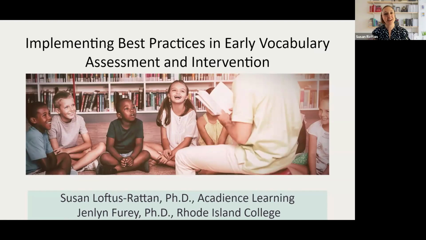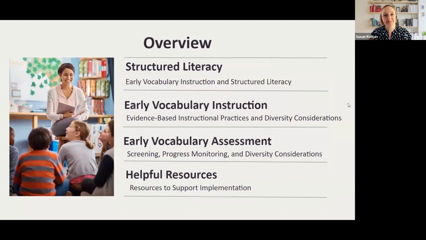We've been working together for about 15 years on vocabulary interventions and assessment, and it really is such a treat to get back together every once in a while to present this to people. We love to share this information and think it is really important. So thank you so much for being here, and we're really excited to talk to you today.